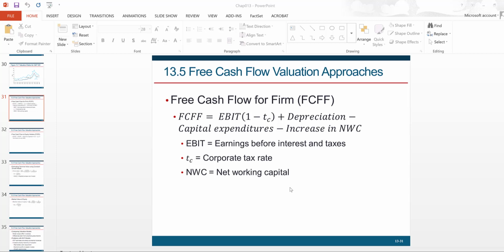So there are two different approaches here that we can use to arrive at the equity value. One is to use the free cash flow for the entire firm, and that would give you the value of the firm, including the value of debt and value of equity. And from that, when you subtract the value of debt, then what would remain is the value of equity. The other approach is to directly estimate the free cash flows that are available to the equity holders and discount them to get your equity valuation. So we'll look at both of these approaches briefly.